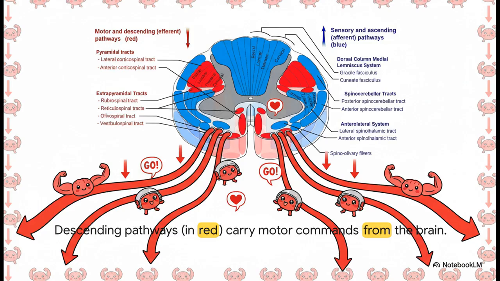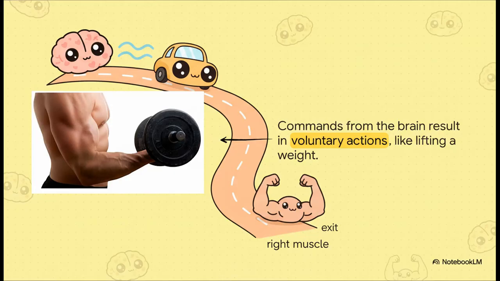The signals on these highways start in the brain, travel down the spinal cord, and their whole job is to tell your muscles exactly what to do. Think about it. Every single thing you choose to do, from picking up your coffee to lifting a heavy weight like this, it all starts as a command fired off from your brain. That command is a car that gets onto a southbound highway, speeds down a very specific track, and then takes an exit ramp right at the muscle it needs to control.